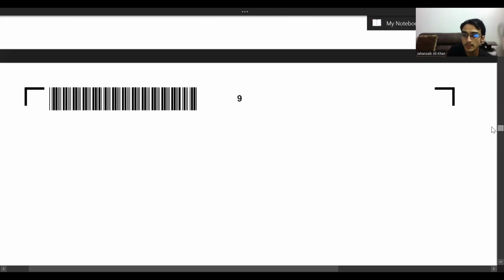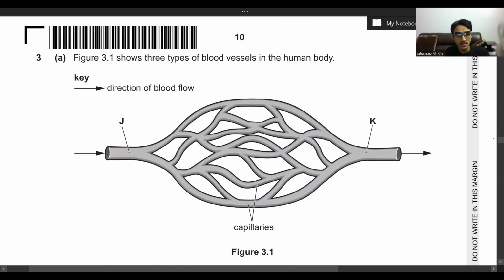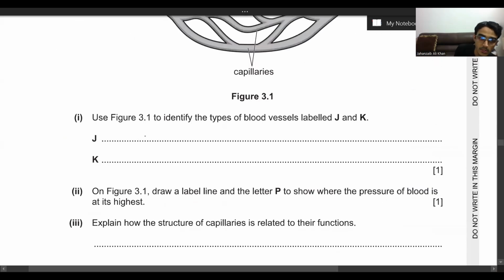Are we done with question 2 here? I hope so. So, three types of blood vessels in the human body. The blood is coming in here in this direction and it's exiting from here. This is a capillary bed. If the blood is coming in from here, it must be an artery, and this must be the vein. Let's see what they're asking of us. J and K. Well, J was an artery. You've done this. And K is a vein.